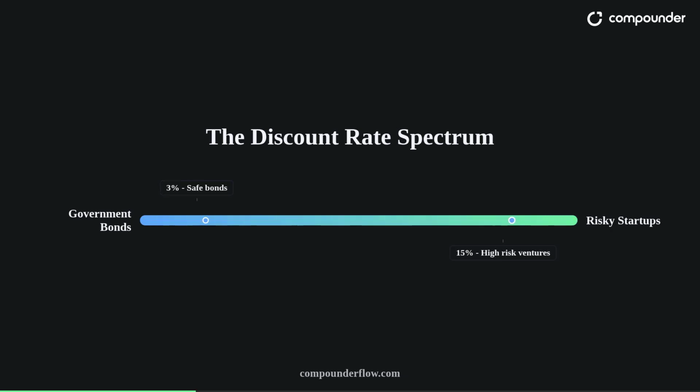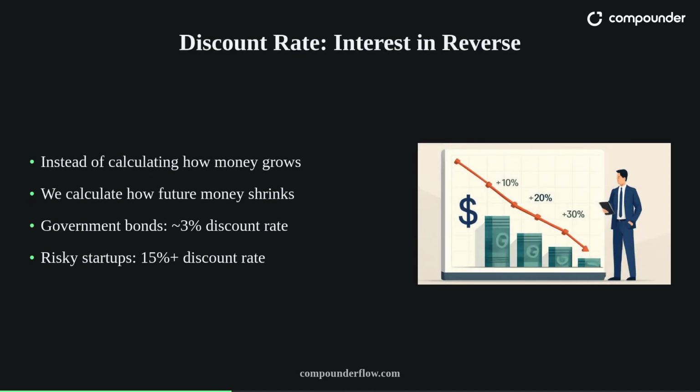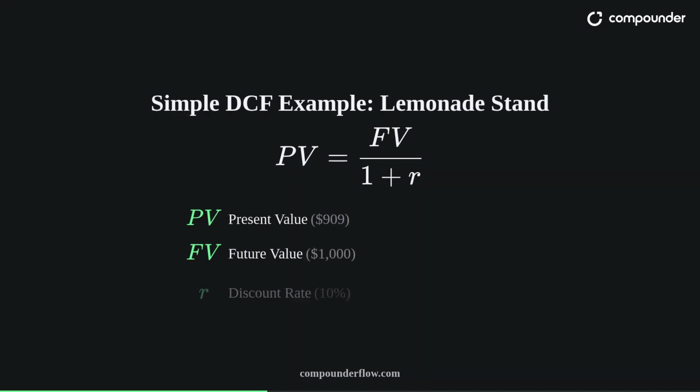Now, here's where the discounted part comes in. Remember our $100 question? Future cash flows need to be converted to present value because money later is worth less than money now. We use something called a discount rate, which reflects the risk of the investment and the time value of money. The discount rate is like an interest rate working in reverse. Instead of calculating how much money will grow, we're calculating how much future money shrinks when brought back to today. A safe government bond might use a low discount rate around 3%, while a risky startup might use 15% or higher.